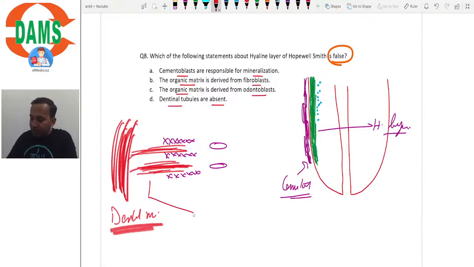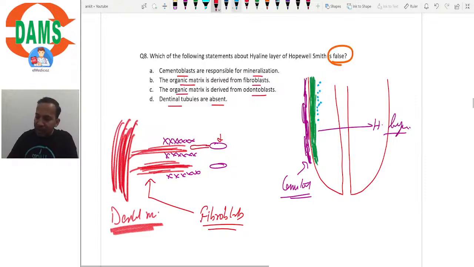And where are these fibers derived from? The dental sac fibers, which will in future be called periodontal ligament fibers. So which cells secrete these fibers? Fibroblasts, isn't it? Fibroblasts would have secreted these collagen fibers. So the organic matrix is derived by odontoblasts, and organic matrix is also derived from fibroblasts. And then these odontoblasts will release matrix vesicles, and these matrix vesicles will lead to mineralization of this entire tissue.